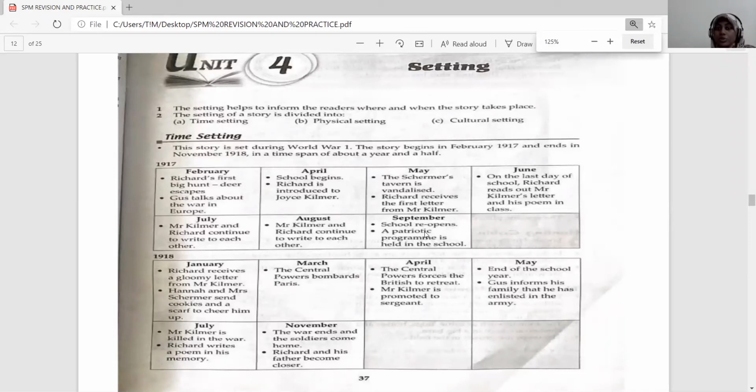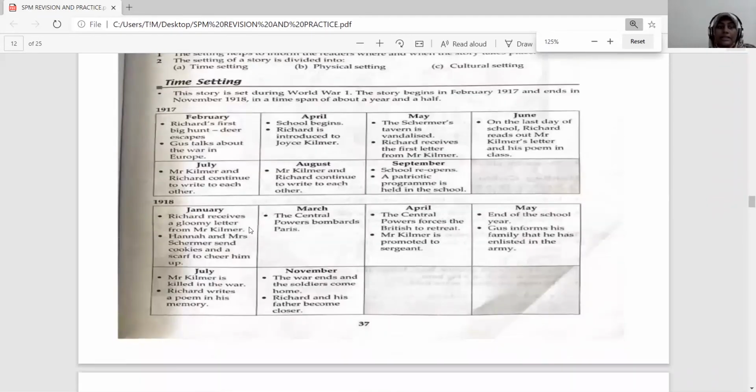September was when the school reopened. They had a patriotic program. Okay, now we are here. And then 1918 will happen. They will receive a gloomy letter from Mr. Kilmer, right? Yeah, we just did that in chapter 8, right? They wanted to send a scarf and cheer him.